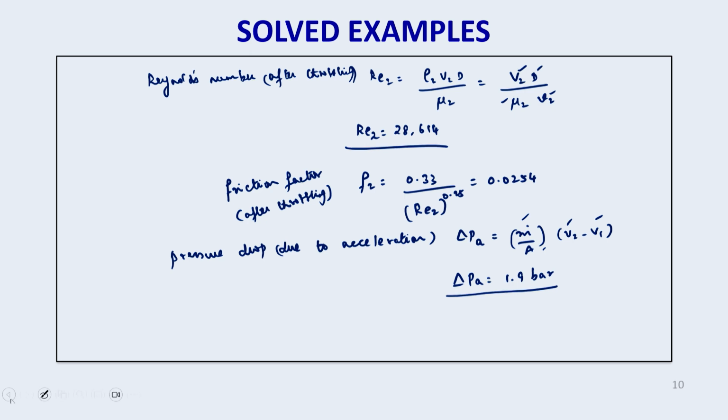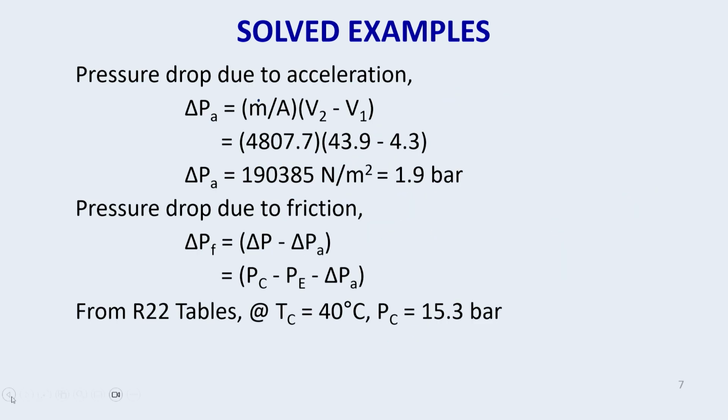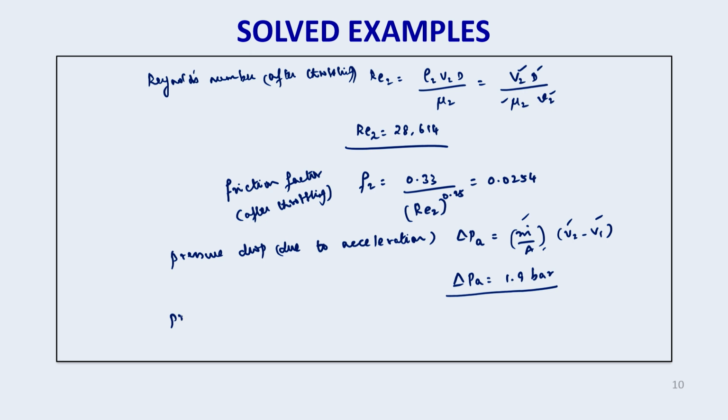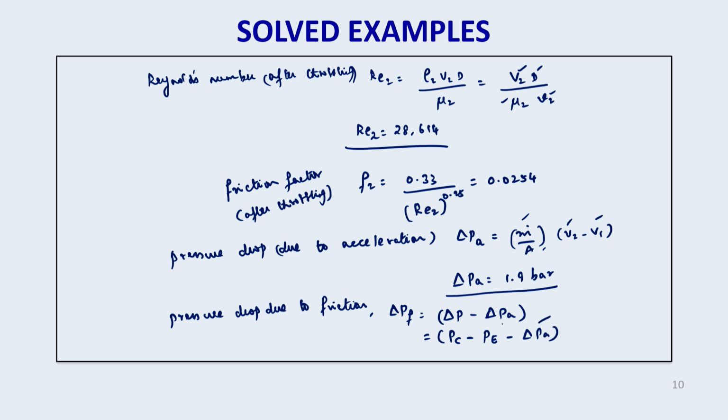Next one is pressure drop due to friction. Pressure drop due to friction, delta P of F, is equal to the total pressure drop minus the pressure drop due to acceleration. The total pressure drop is nothing but the difference between condenser pressure and evaporator pressure. All these values are known. We have taken the condenser pressure and the evaporator pressure from the R22 table in the previous lecture.